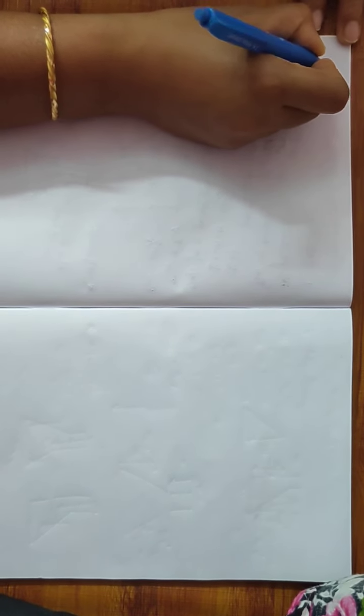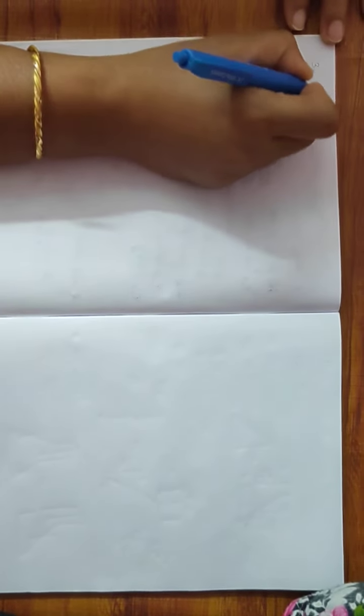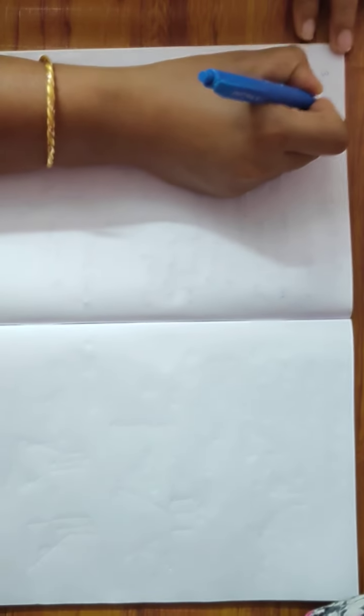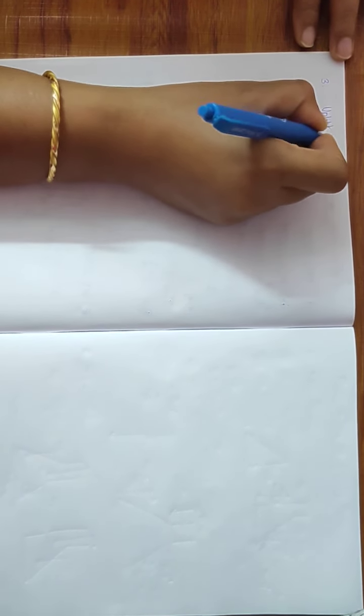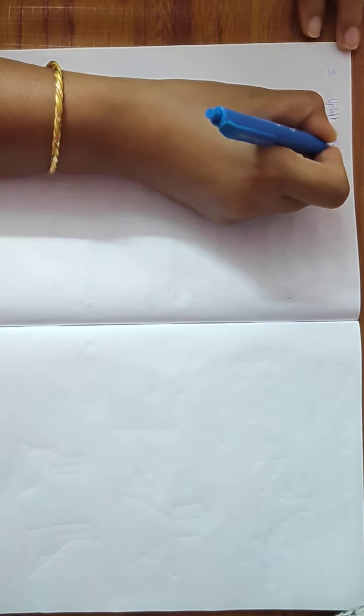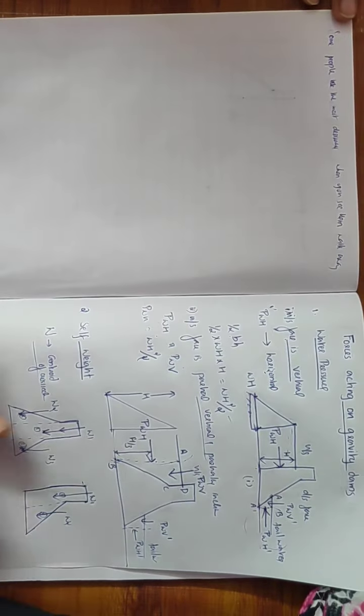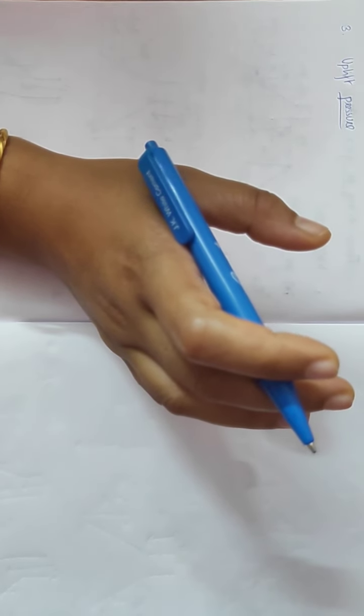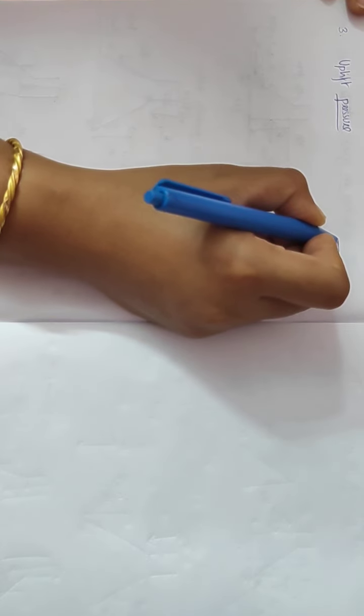Okay, the third force that is acting on a gravity dam is uplift pressure. The first two forces were water pressure and self-weight. Third is uplift pressure. We all know what uplift pressure is. Uplift pressure is caused due to the upward thrust of the seepage water.